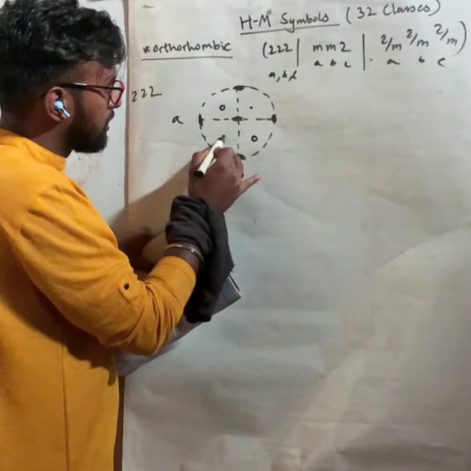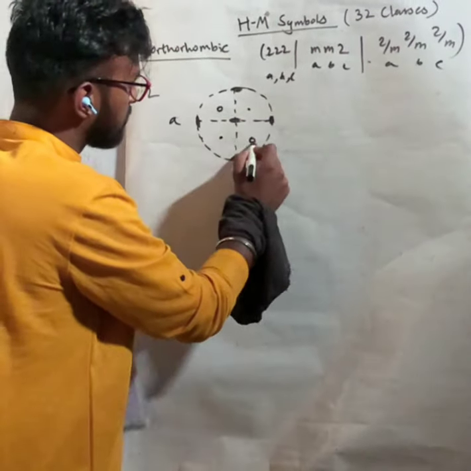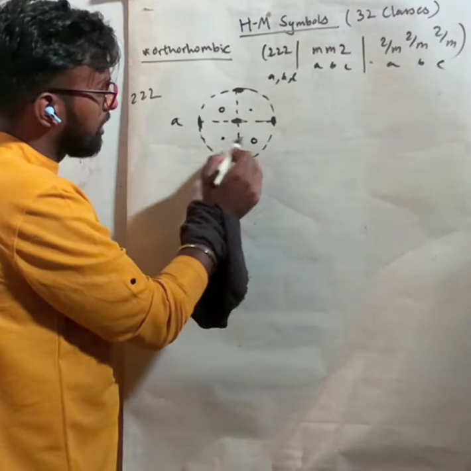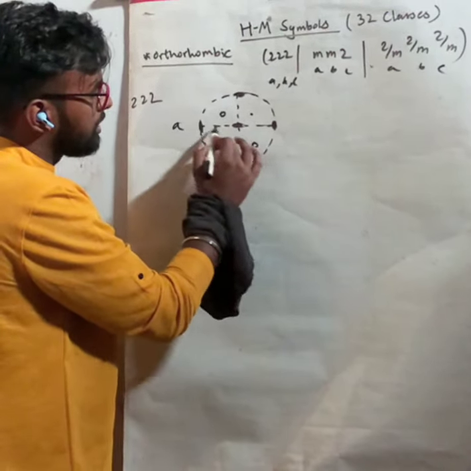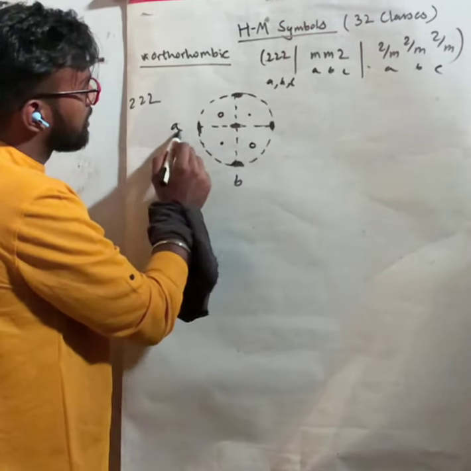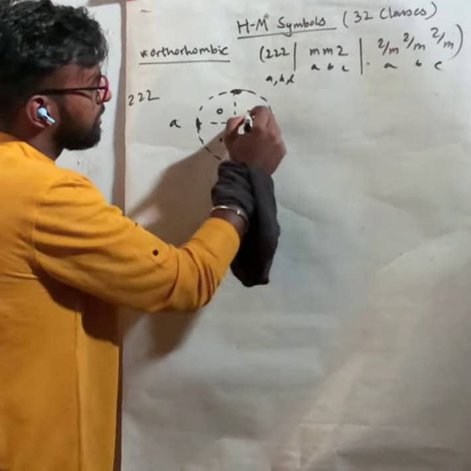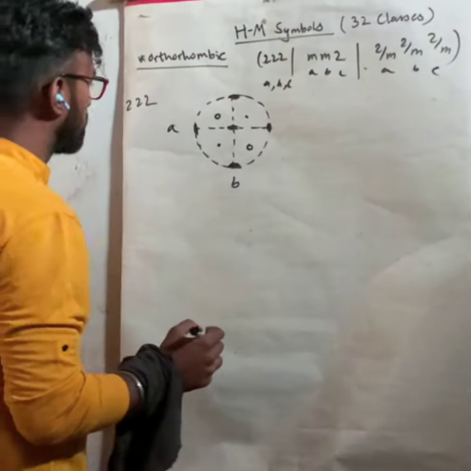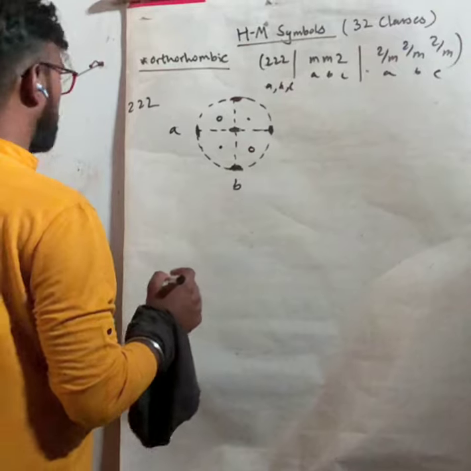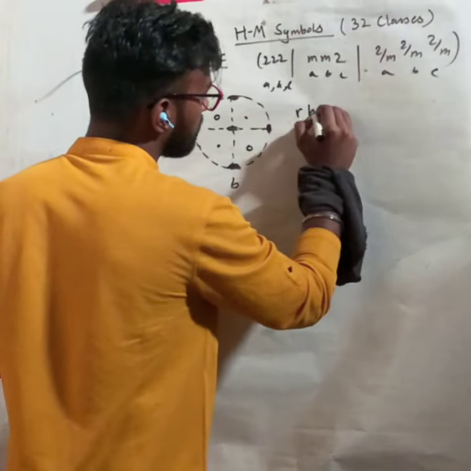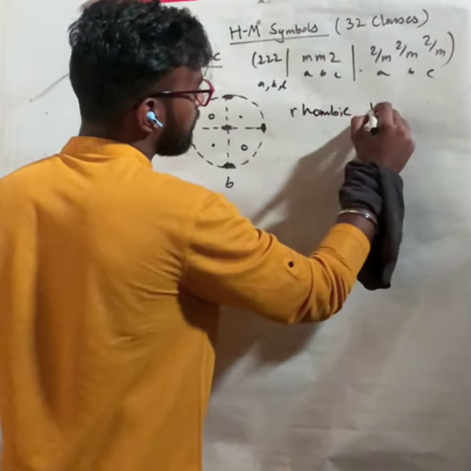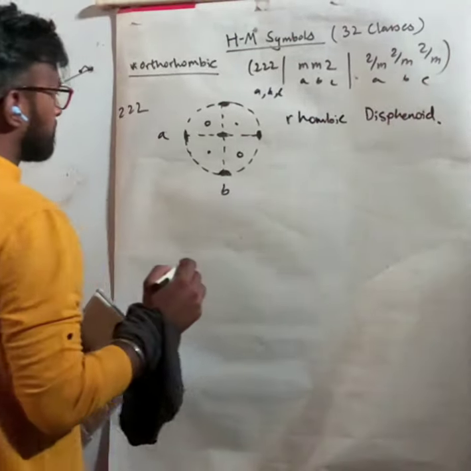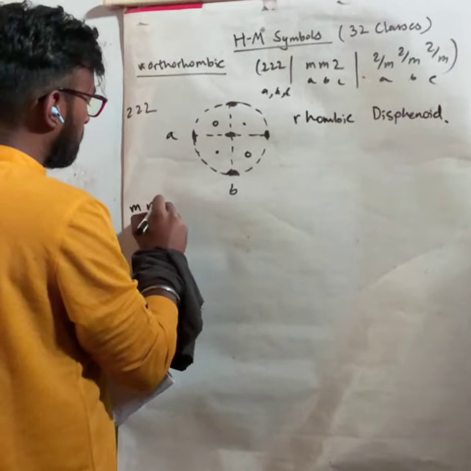Suppose we take any random one, suppose this one. It has a two-fold operation along the B axis, so it will have this operation, and it is also having a two-fold operation along the A axis. So this will have its position here. So this satisfies our concern. The name of this is rhombic disphenoid. Now we will have mm2.